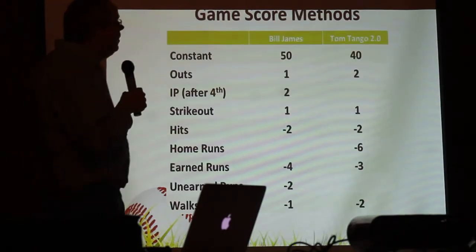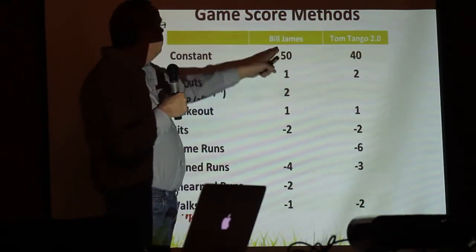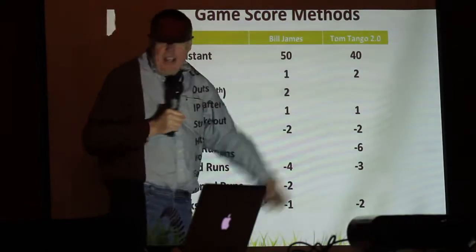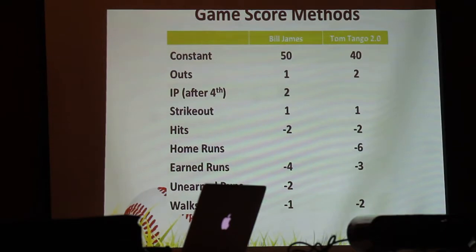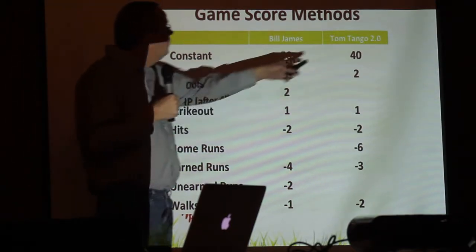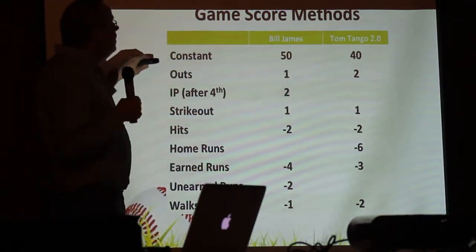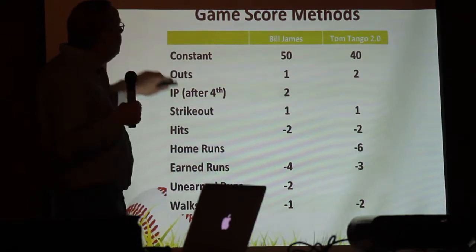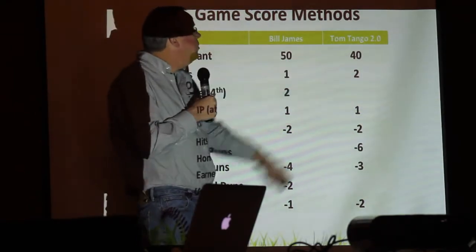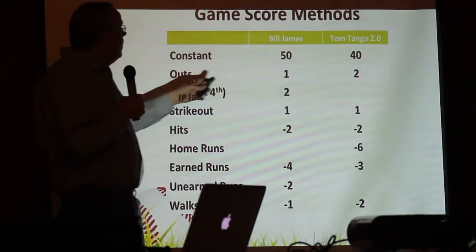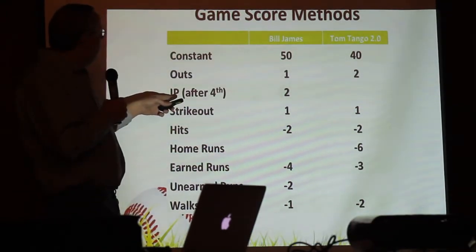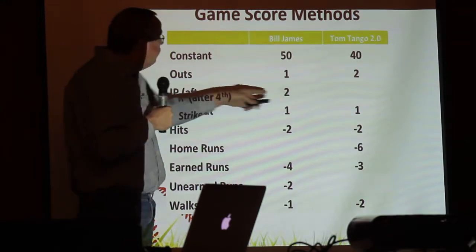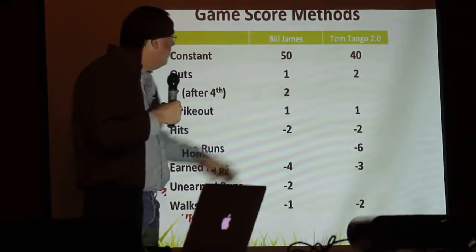So there's 2 basic methods out there. You have the Bill James method, and you have Tom Tango, who now works for MLB Advanced Media. He tried his way of updating the game score. And what you're going to see is they're really not that different. They have a constant. Bill James uses 50, Tango uses 40. They give points for how many outs are recorded. James gives bonus points for innings pitched after the 4th. Tango just goes straight with outs.